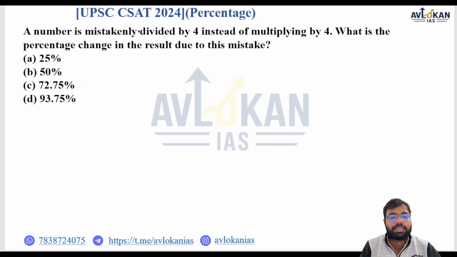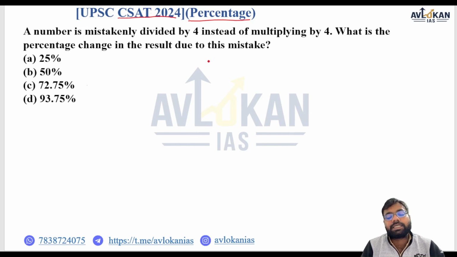Question that is asked in CSAT 2024 and it belongs to the percentage topic. The question is, a number is mistakenly divided by 4 instead of multiplying by 4. What is the percentage change in the result due to this mistake?